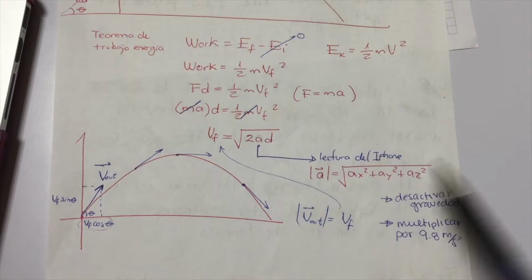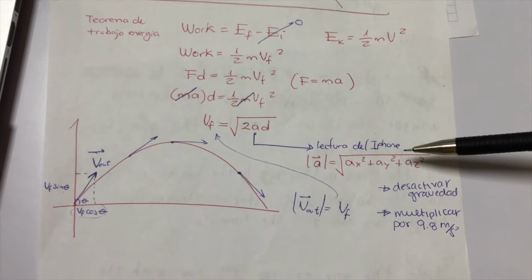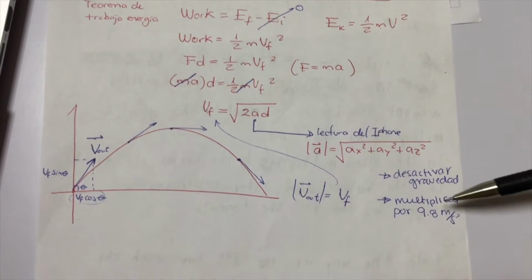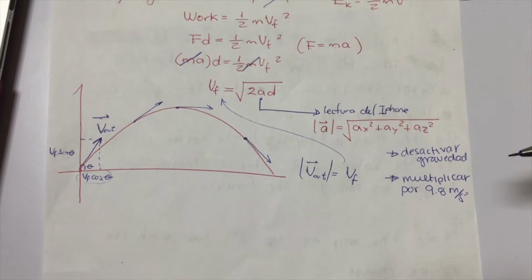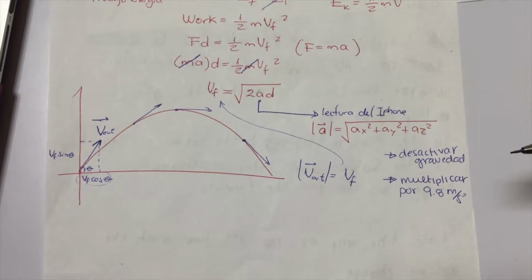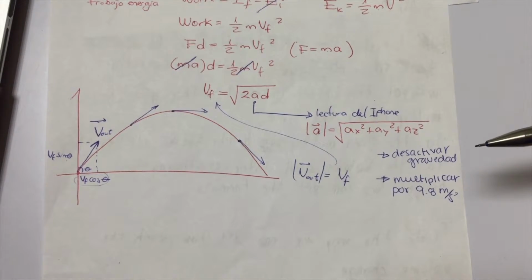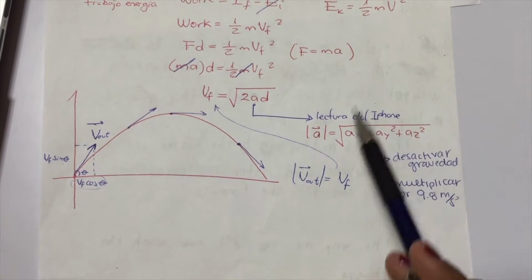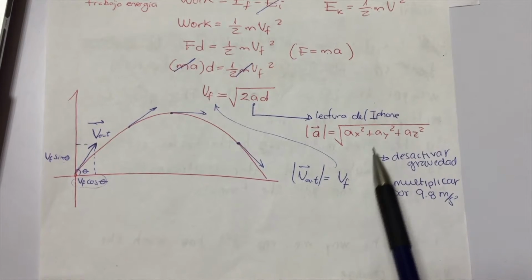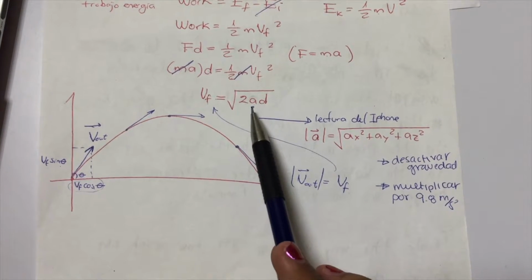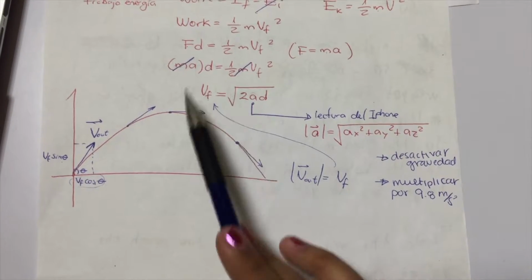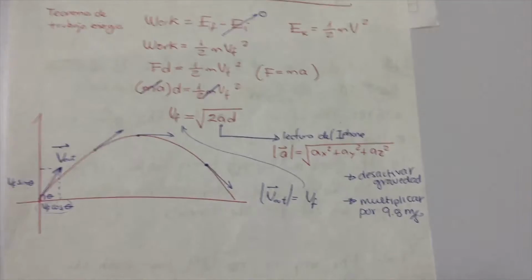So we go to our data from the iPhone application, and we have to multiply by 9.81 because the data were exposed in g's, and we need them in vectors only. So we're going to have the magnitude here, and now that I already know the acceleration, we can replace it and we have the final velocity.